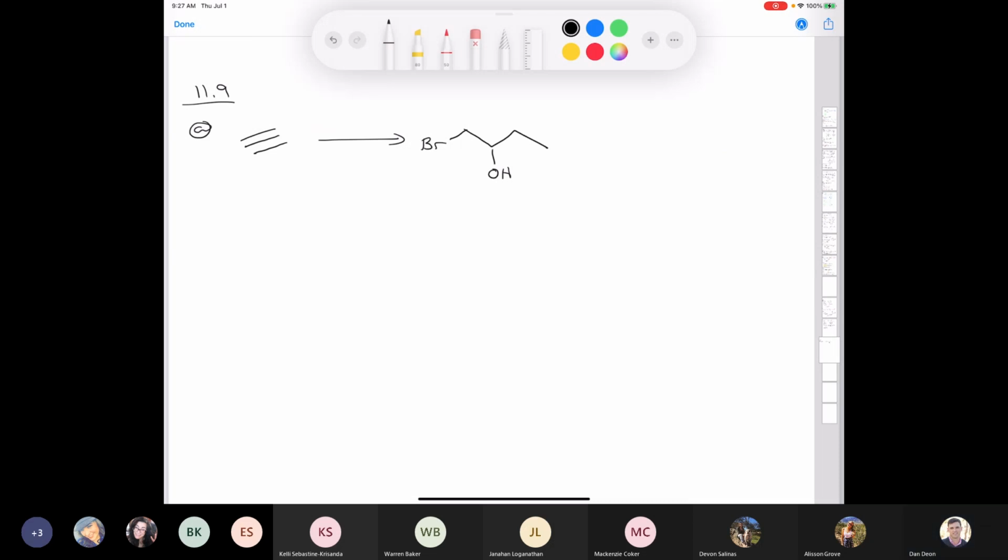So the last step is going to have to be halohydrin formation, isn't it? Because we have a hydroxyl and a bromine. Now, if you know where to start right away, you can do that, but it might be wise to think about this using retrosynthesis and say, well, if I had 1-butene, all I have to do is treat that with bromine in water, and that's going to form the halohydrin, isn't it?